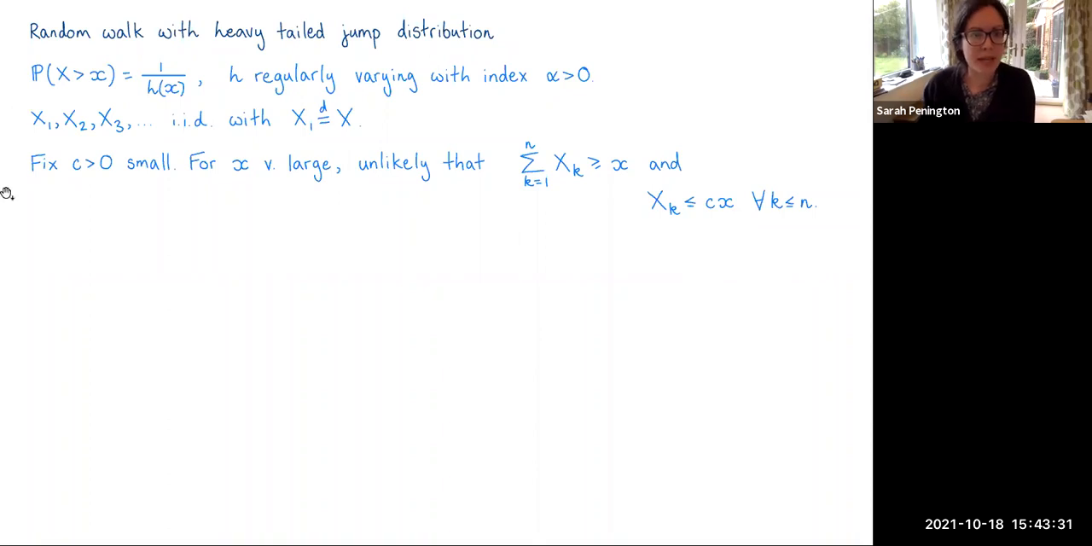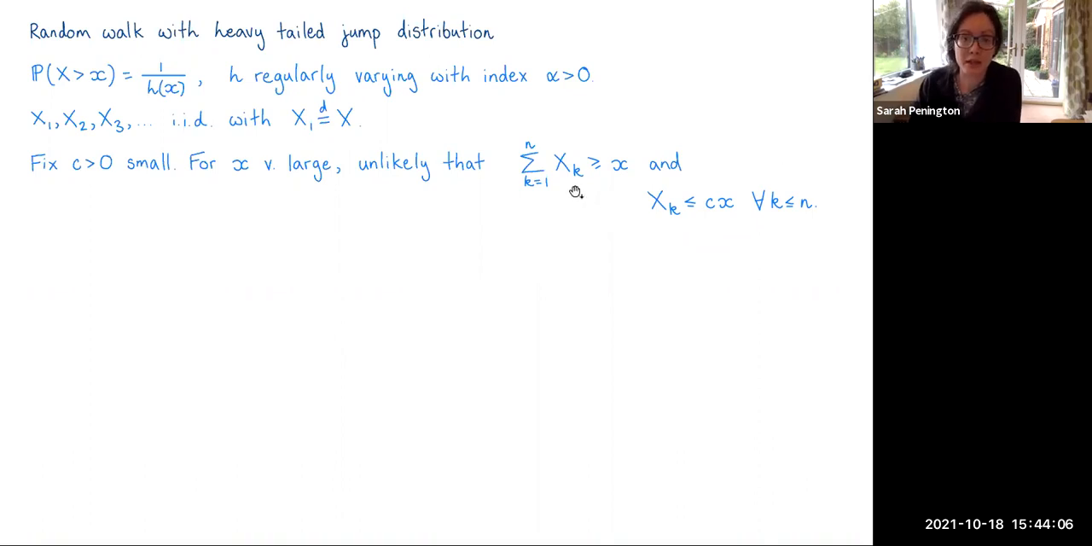So then roughly what the property is of this random walk, I'll give a precise statement in a second, but this is roughly what it says: if you fix a very small positive c, then if you take x to be very large, then it's very unlikely that the sum of Xk from k equals 1 to n is at least x, but none of the individual Xk's are greater than c times x for all k less than or equal to n.